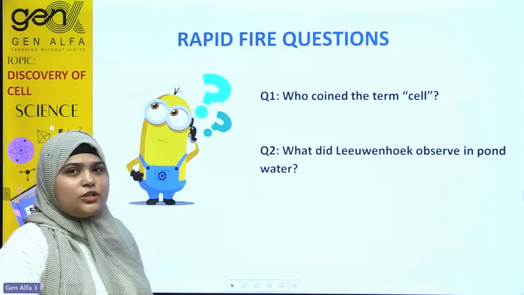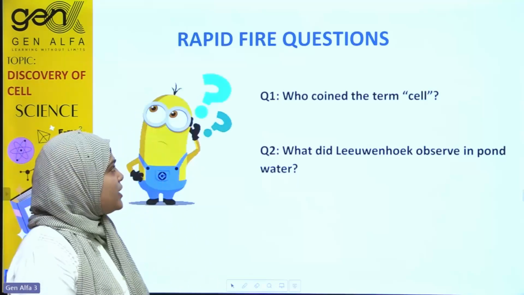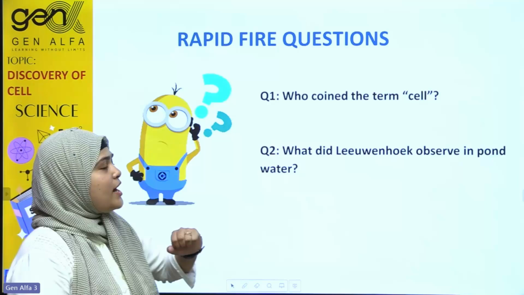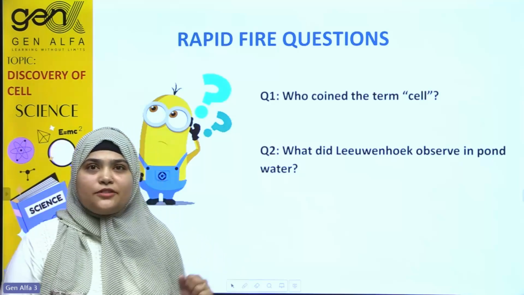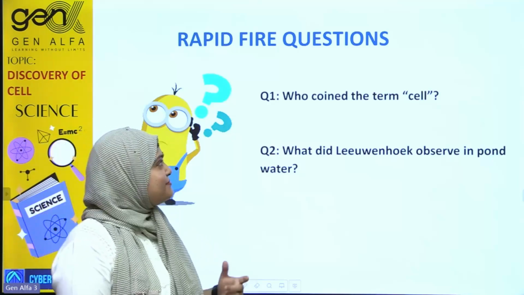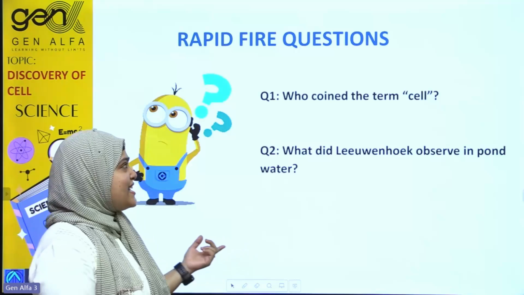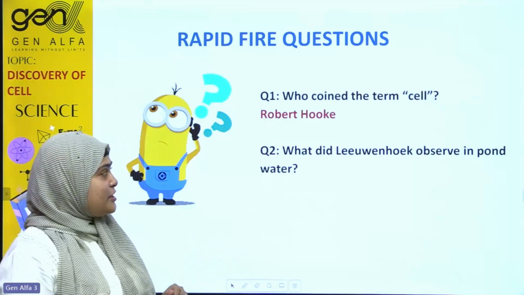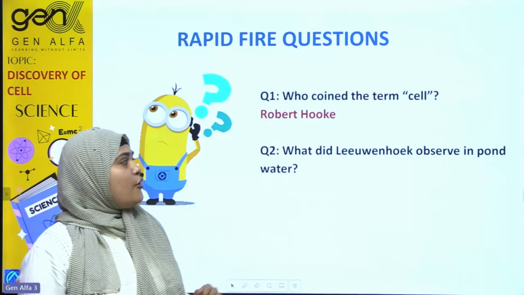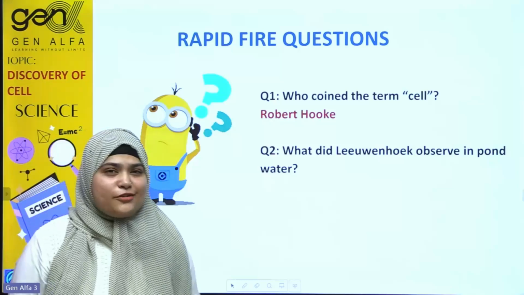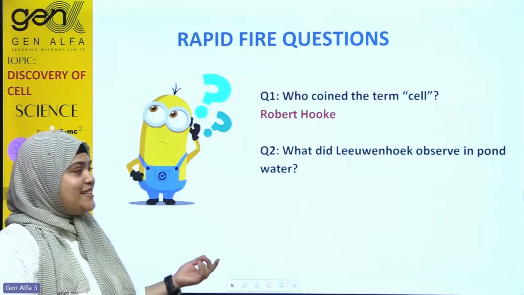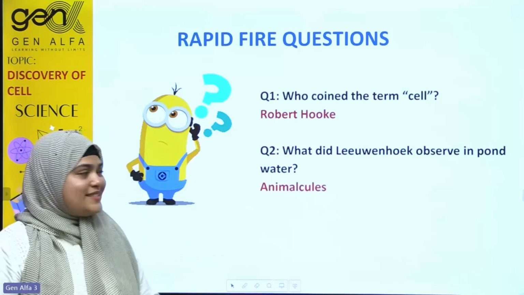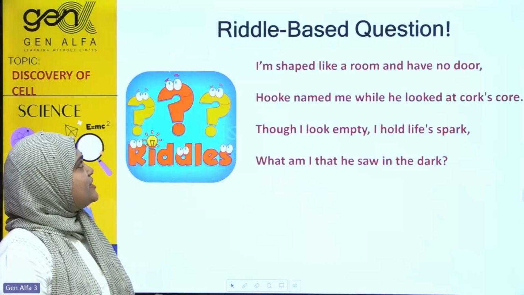Now, rapid fire questions. Students, you have to answer fast, okay? Your very first question, who coined the term cell? Who is going to give the answer first? Who coined the term cell? Yes, it was Robert Hooke. Question number two. What did Leeuwenhoek observe in pond water? You have only 2 seconds. Simple, animalcules.